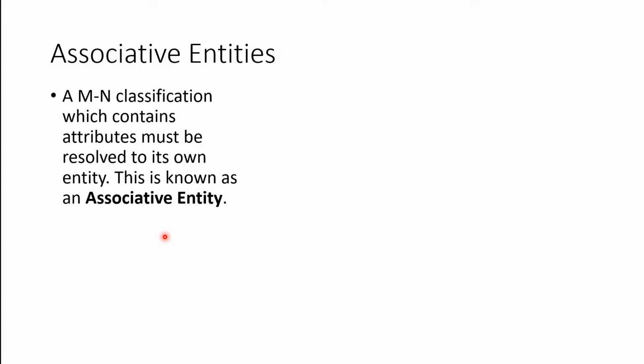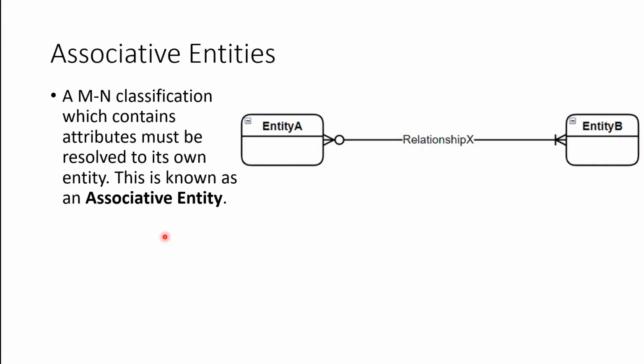Let's talk associative entities. So associative entities, they are a many-to-many classification which contains an attribute. This must be resolved to its own entity, and the name of the new entity is called an associative entity. And the associative entity is always a weak entity. So let me give you an example. I have entity A, entity B, and some relationship X, and there's some attributes you want to put right there. So the fact that A and B are related, there's some data about that I would like to stick right there. Okay, and this will happen to you when you're doing your modeling.